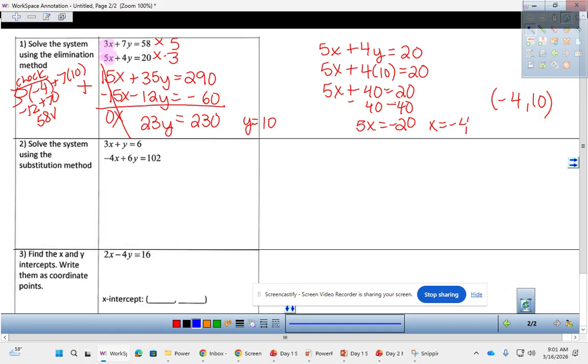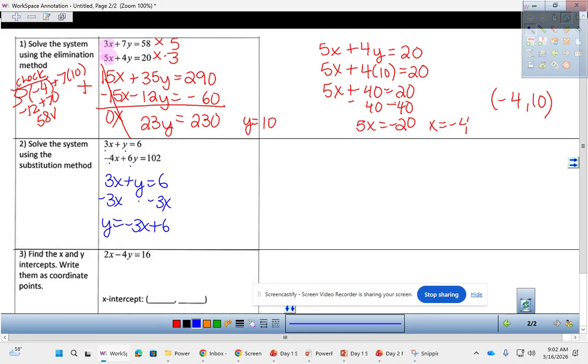When you are looking at the substitution method, look at all the coefficients. 3, there's no number in front. Negative 4, 6. You want to go to the one that there's no number in front. Okay, so I want to get this part of that equation by itself. I just want y, because that's the one with no number in front. That's the easiest. So how would I get rid of the 3x? If I want to move the 3x to the other side, any ideas? Minus 3x.